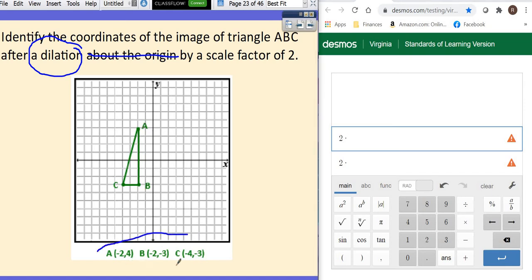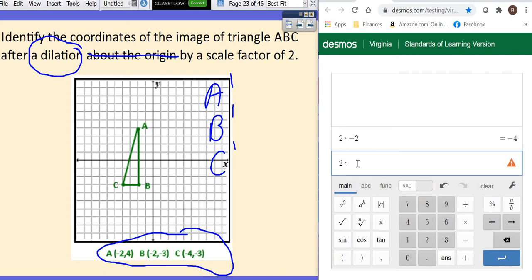Well, we were lucky because look down here at the bottom. They actually told us what they were. So I'm going to find A prime, B prime, and C prime. So I'm going to do that by putting in my X and Y values for A. So I've got -2 and 4. That means my new points are -4 and 8.